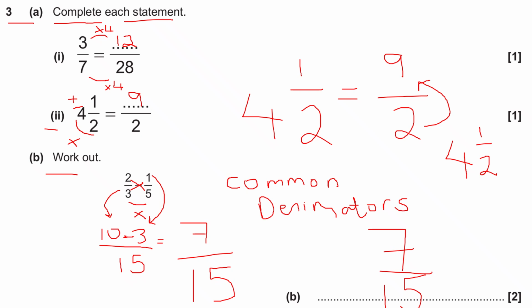For multiplying and dividing, it's slightly different. It's not the same process. It's actually slightly easier. But yeah, for adding and subtracting, we look for common denominators.